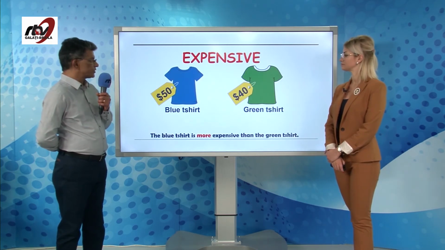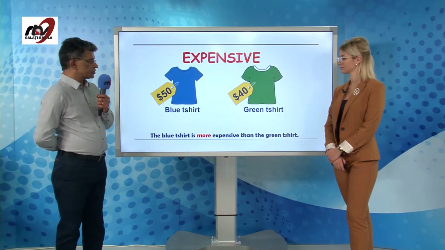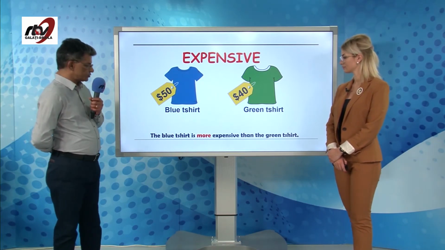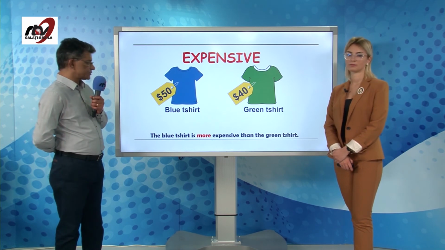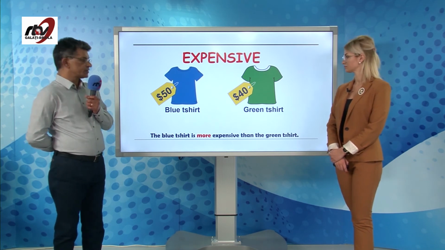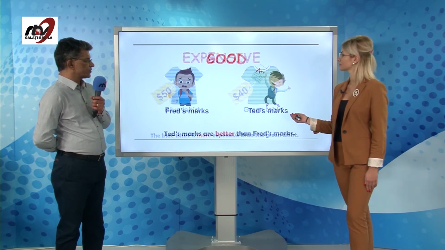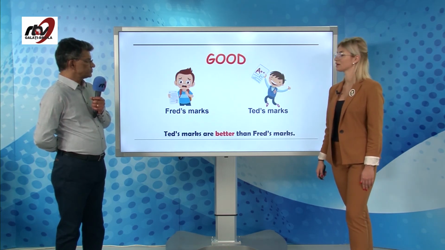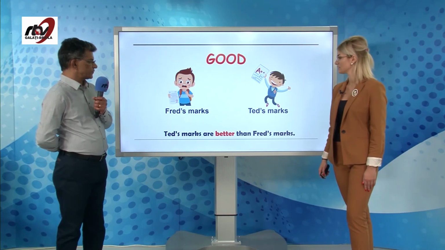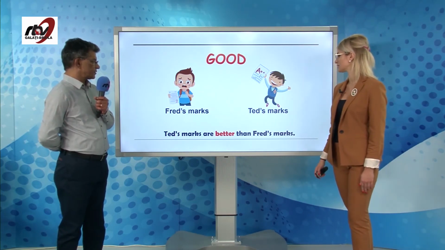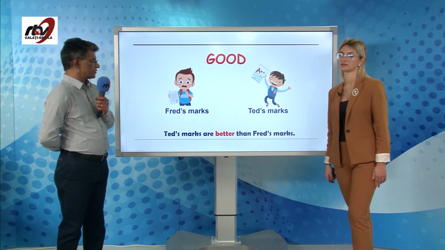And expensive, a blue t-shirt and a green t-shirt, see the prices. So I say the blue t-shirt is more expensive than the green t-shirt. This is a long adjective. The next one we have an irregular adjective. So Fred's marks and Ted's marks. Ted's marks are better than Fred's marks.